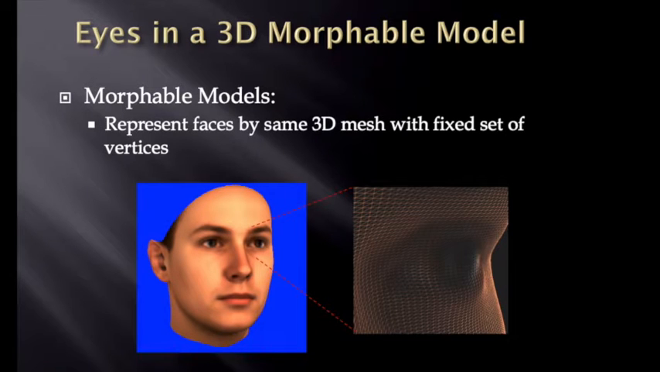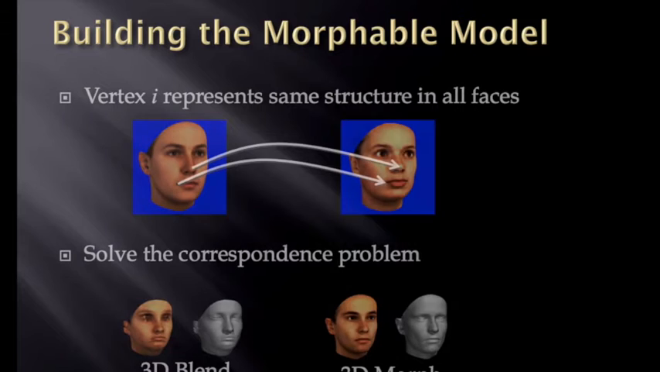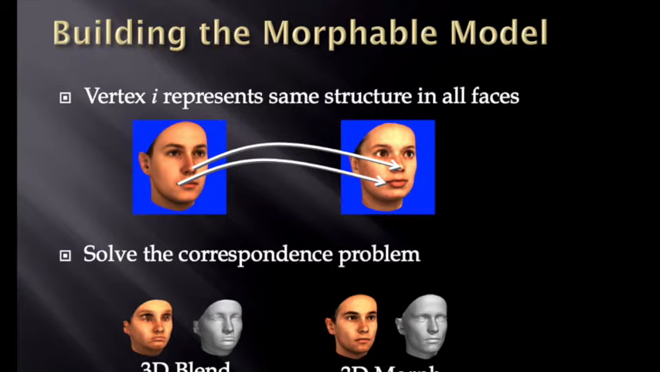What we start with is the eyes in the 3D morphable model. Just as a quick summary, 3D morphable models, introduced by Blanz and Vetter in 1999, represent faces by the same 3D mesh with a fixed set of vertices. The idea is that we have a full correspondence between faces, so vertex i represents the same structure in all faces. The idea further is to therefore solve the correspondence problem.